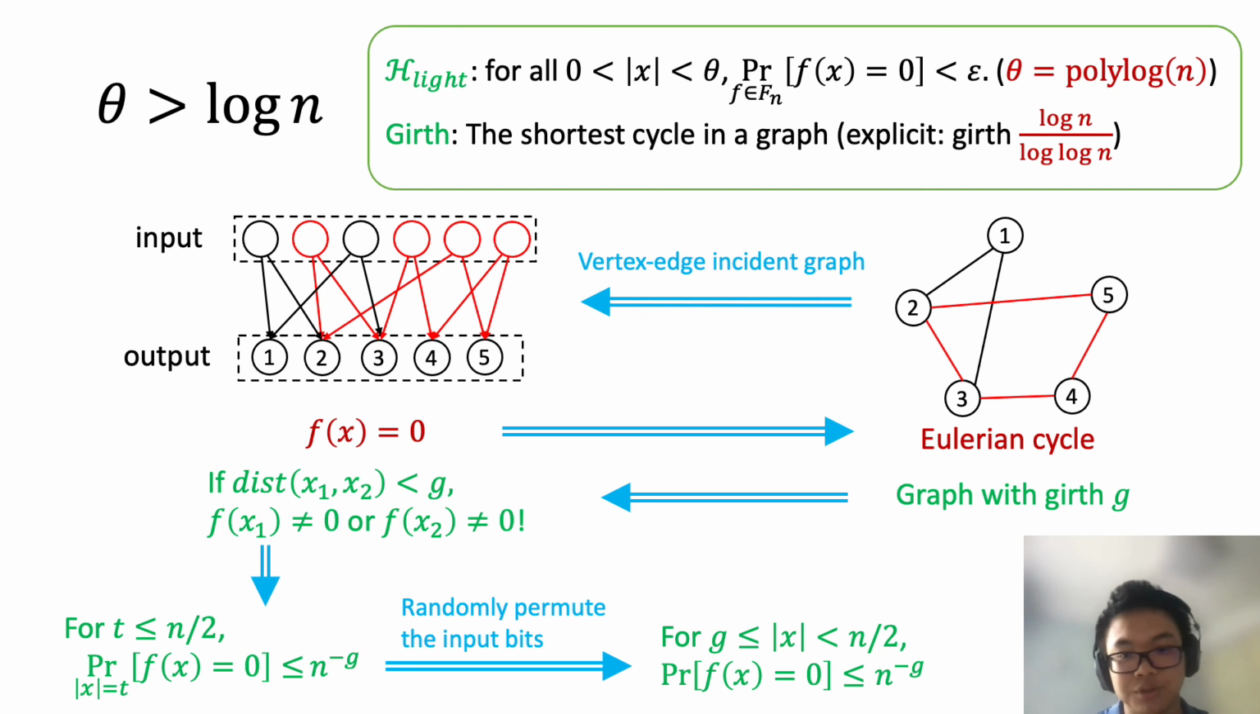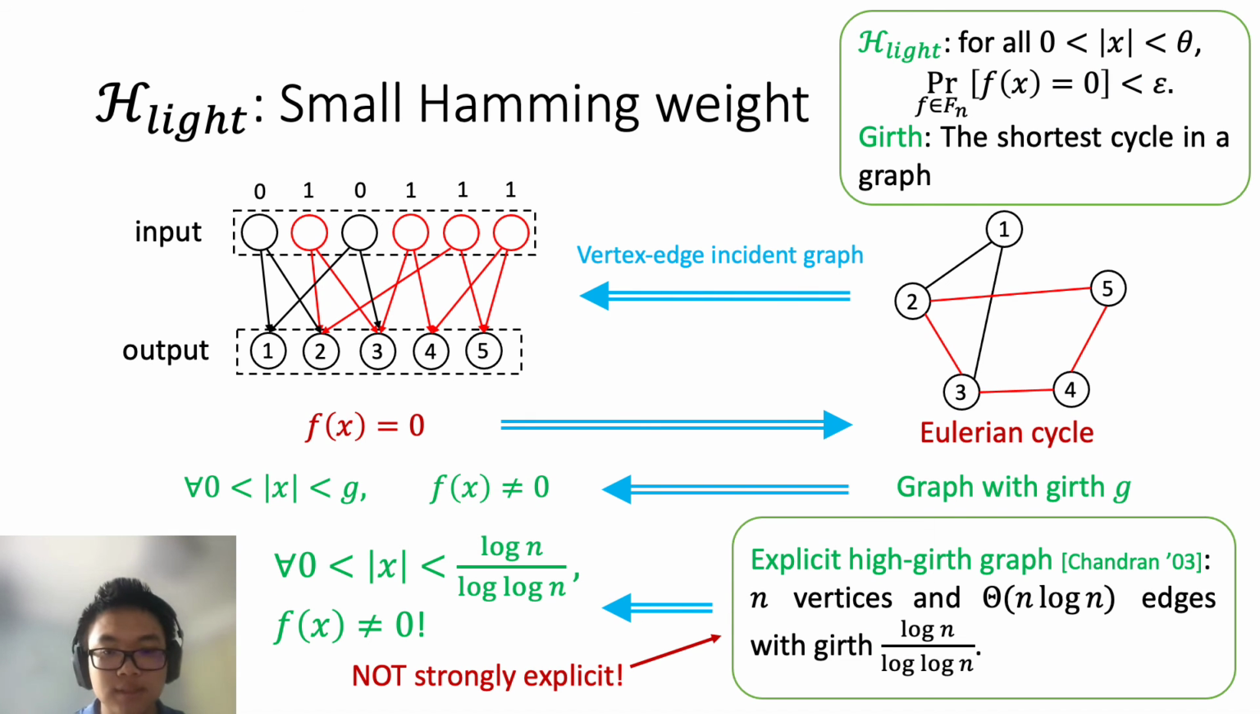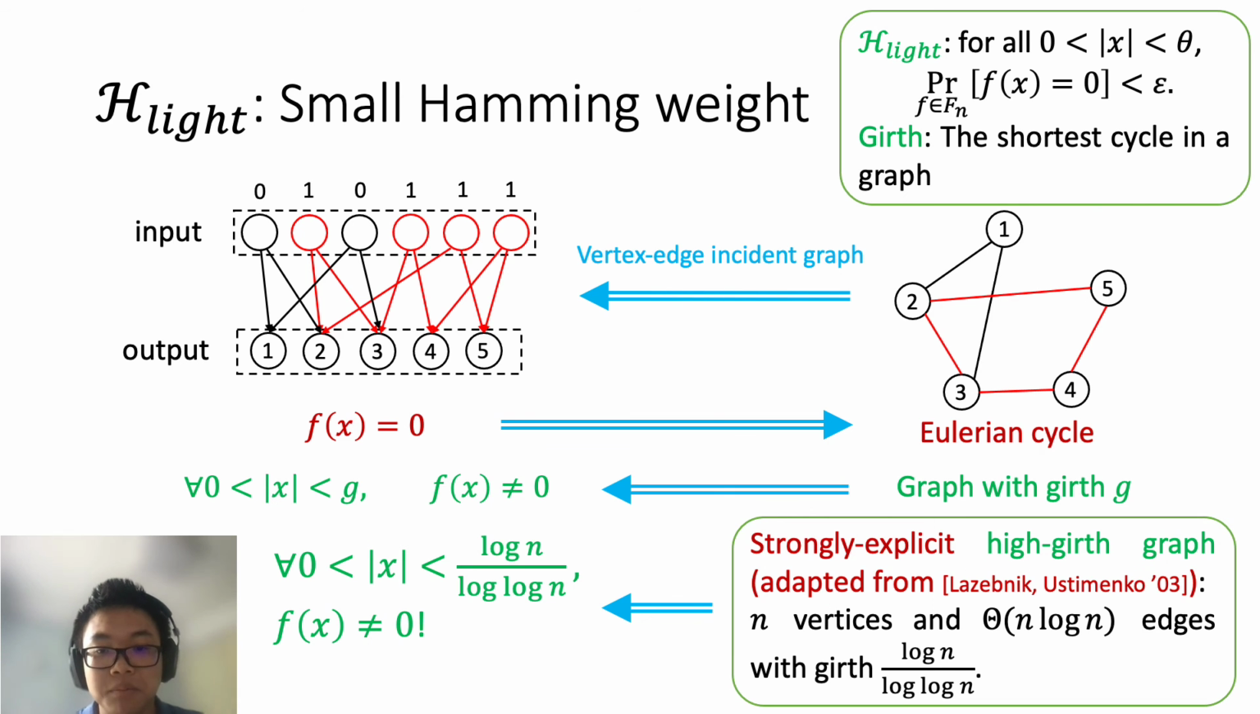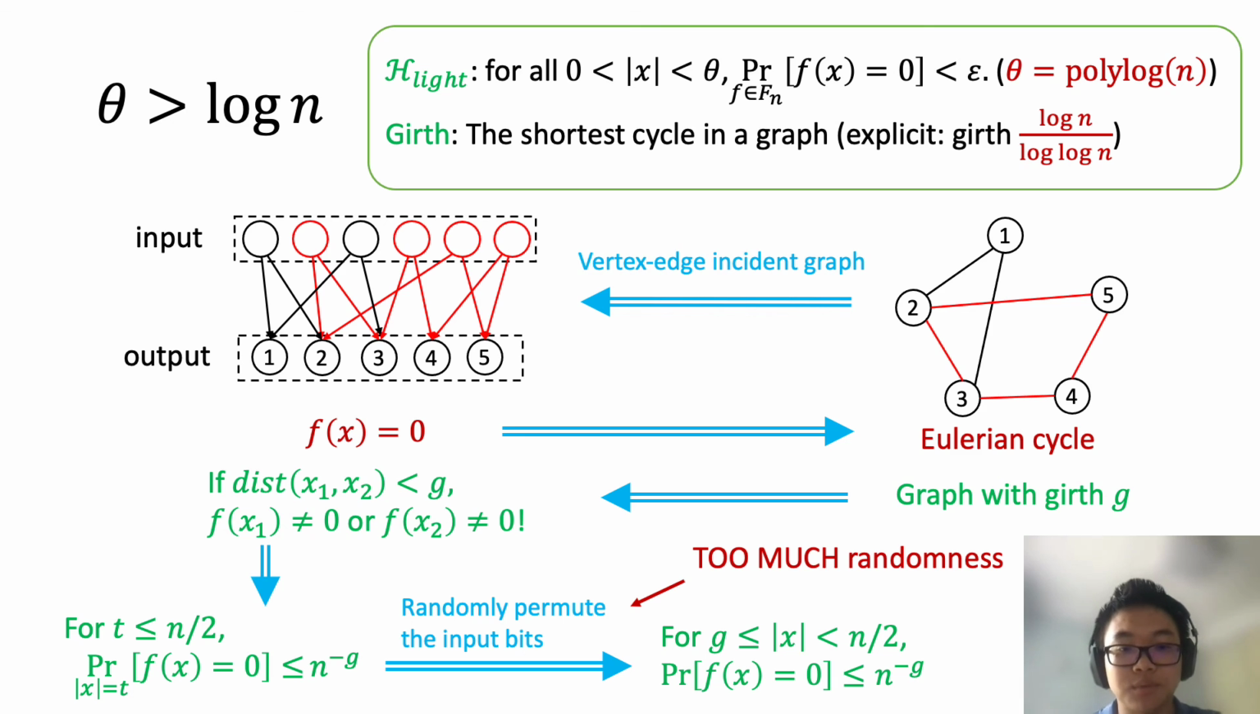But there are two issues. The first is that this high-girth graph construction is not strongly explicit. And we didn't find any strongly explicit high-girth graph construction explicitly stated in the literature. But fortunately, we are able to construct one from a high-girth graph by Lazebnik and Ustimenko, so this part is okay. The second problem is that the random permutation here requires too much randomness.